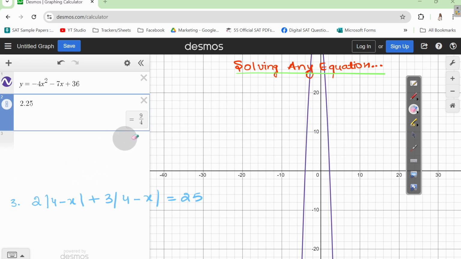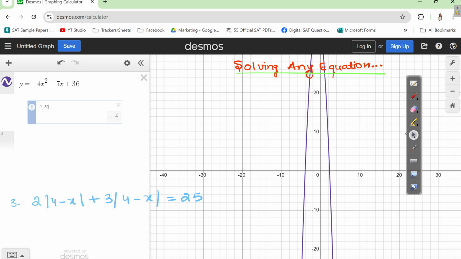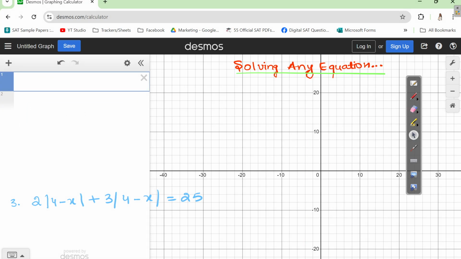Okay, so let's move to the third equation. The third equation is an absolute value equation, and again I want you to pause the video and try to solve this equation manually first.